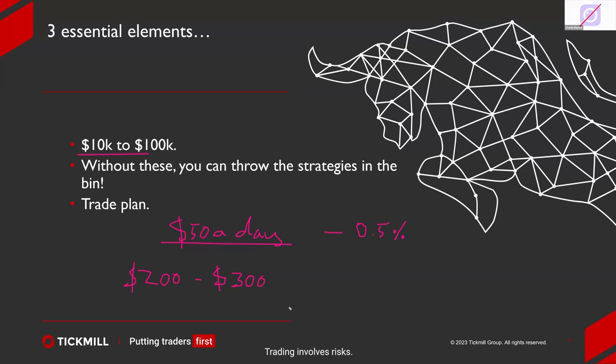Because I know that I'm going to have those losing days as well. So then it'll average itself out towards $50 a day. Okay, right, we're getting somewhere. So this is the plan. This is what I'm talking about. You have a trade plan.